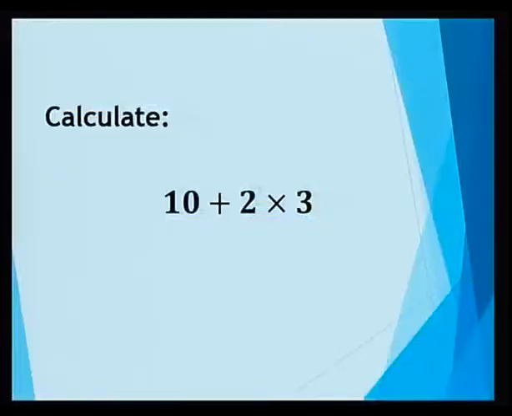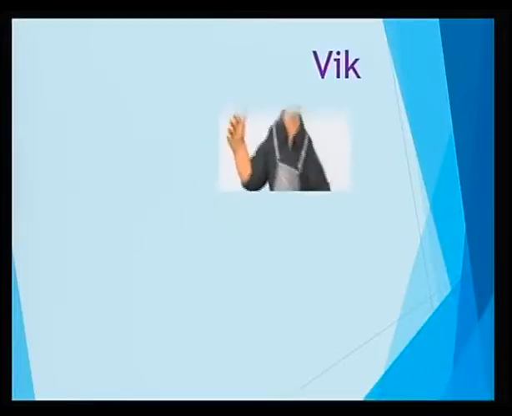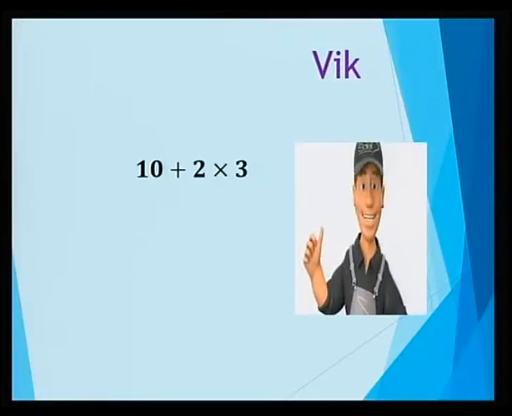Now, suppose that you are given this calculation: 10 plus 2 times 3. We'll take two students. Let's take Vic. Vic says, all right, I prefer to do addition, so I will do addition first. He will do 10 plus 2, that's 12, and 12 times 3, which is 36. Vic is very happy, he got an answer of 36.